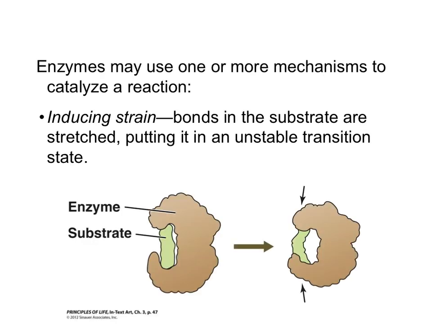So now we know that enzymes change the rate at which chemical reactions occur. They speed up chemical reactions by lowering that activation energy. But how does it actually accomplish this? There are three ways this can happen. One is inducing strain. So the enzymes themselves put strain on the bonds of the substrate. They're stretched, they're pulled, and it's creating that unstable transition state and allows those bonds to be broken.